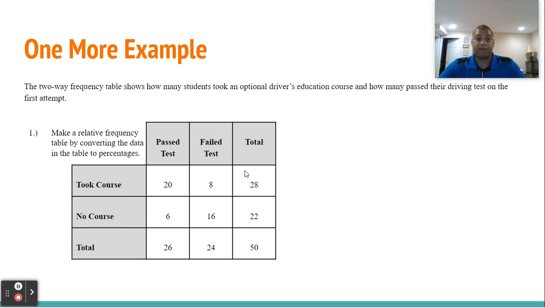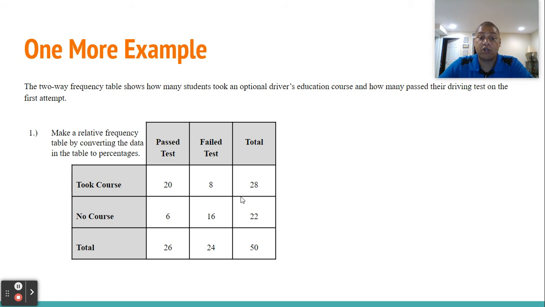Now, there is another type of example, right? They're going to give you something like this, okay? They say the two-way frequency table shows how many students took an optional driver's education course and how many passed their driving test in the first attempt. So there's your two variables, right? Who took the course, who passed or failed their test. That's your two, I think I'm doing that right. This is harder than it looks.